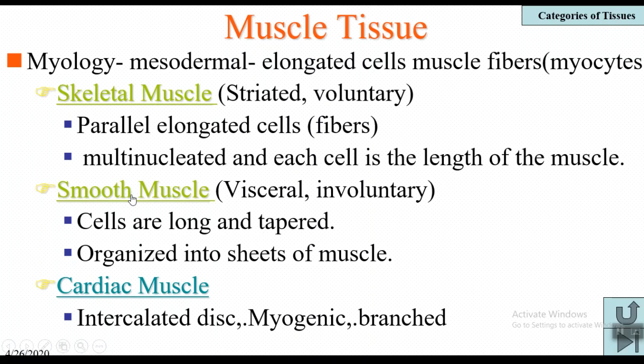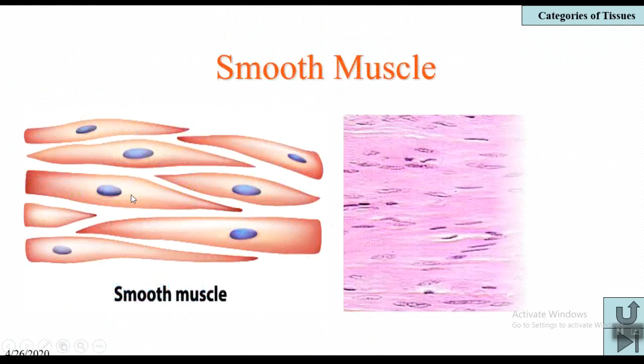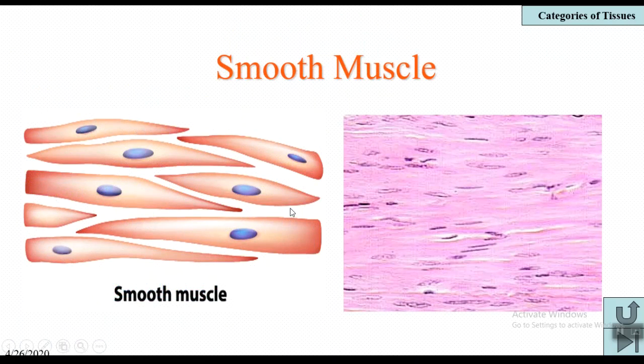Coming to the second type of muscle, that is smooth muscle. Smooth muscles are spindle shaped. Here you can clearly see these smooth muscles. Unlike striated or voluntary muscles, they have only a single nucleus. They are not under our conscious control. That's why we call them involuntary muscles.